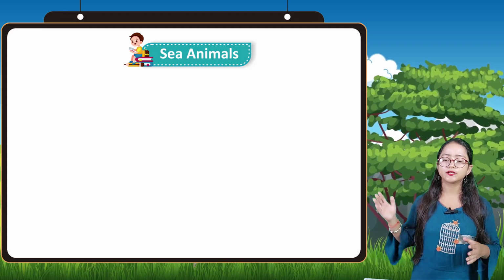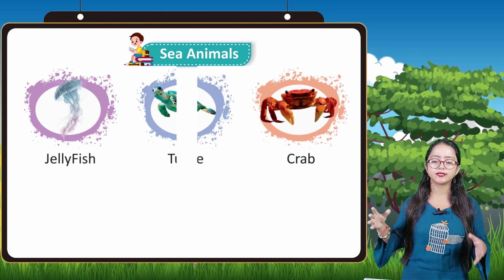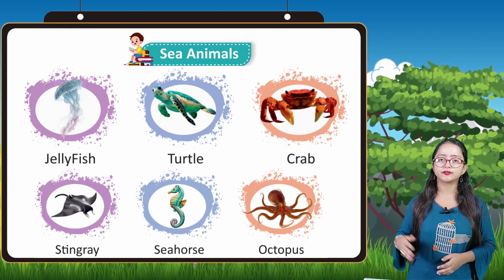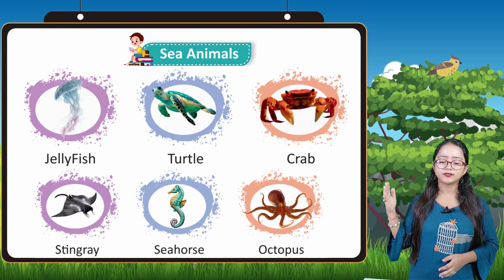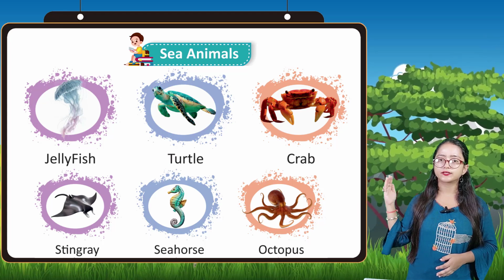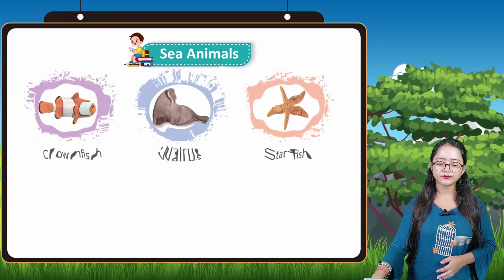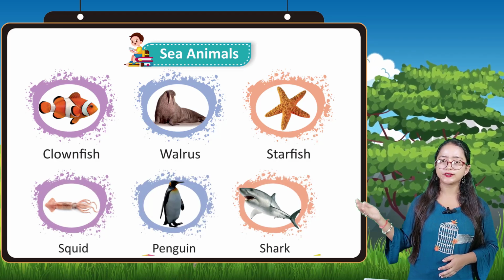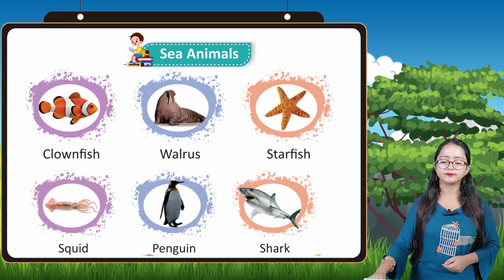Now students, turn the page and the next topic is about sea animals. First one is jellyfish, then turtle, crab, stingray, seahorse, octopus, clownfish, walrus, starfish, squid, penguin, shark.